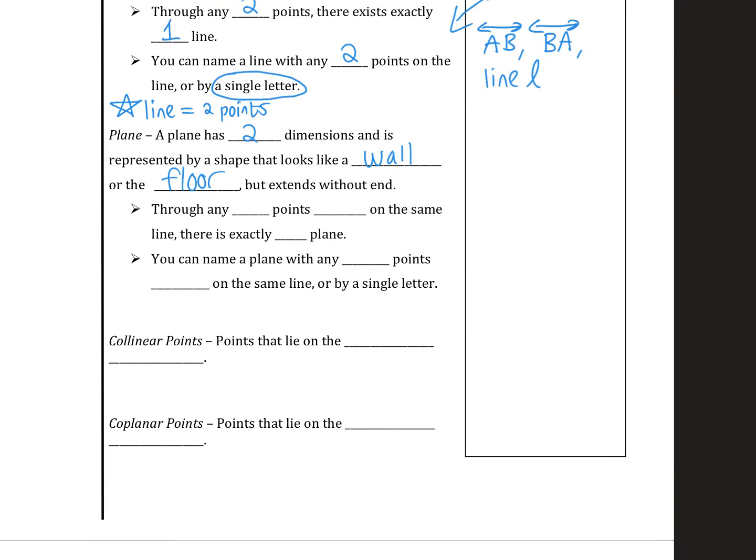Okay, so let's fill in these here. Through any 3 points not on the same line, there's exactly 1 plane. So that's kind of important. It's not just 3 points, it's 3 points that are not in the same line that will make a plane. Okay? You can name a plane with any 3 points not on the same line or by a single letter. And we're going to put down here, plane equals 3 points. And I'll put a star by that as well. Okay, 3 points for a plane.